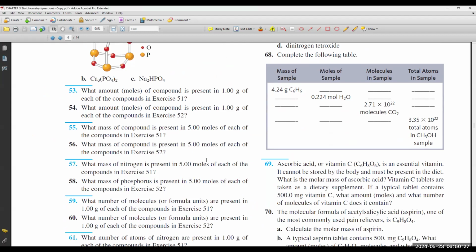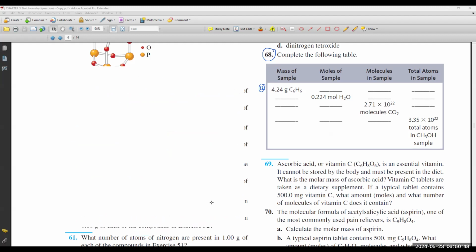Now let's complete this table. Ready? Again, I want you to think systematically. Question 68. So what is given? A part. We are doing this part. And give me the planning. You're not going to give me the answers. You are going to give me the planning. How to go from grams of this to this.